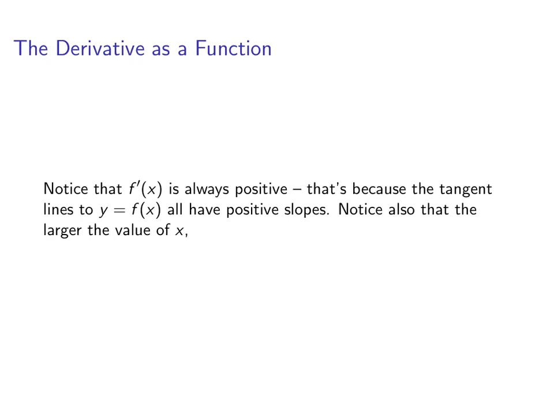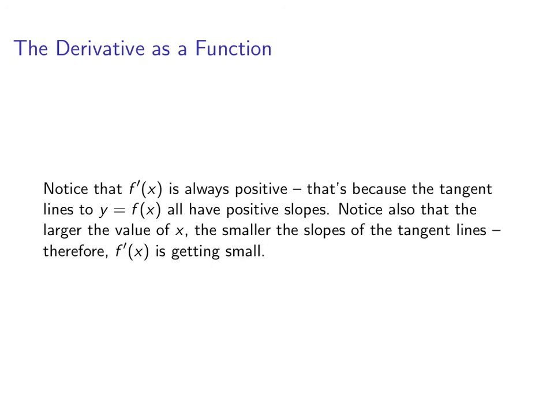Notice also that the larger the value of x, the smaller the slopes of the tangent lines are. You go back to the picture of y equals f of x. As you move along to the right, the slopes are getting smaller. That means f prime of x is also getting small. Okay, that's all for now.